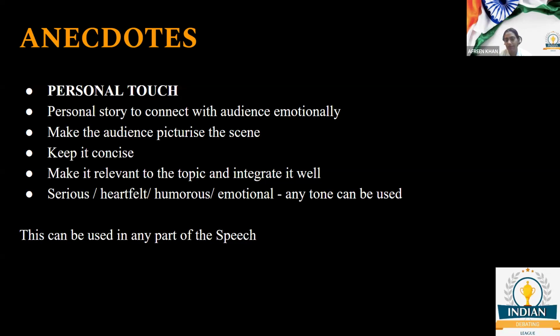Now, this story could have any tone. It could be serious, heartfelt, humorous, emotional. Any tone can be used. It could be based on what your general tone of your speech is, or if you want to break that monotony, you can also use a different tone of personal story. Now, this personal story could also be, one day I was going to a garden and then this happened to me. So it could also be about you. Or you could just lie about what happened to you, just because you want to create that extra personal touch.